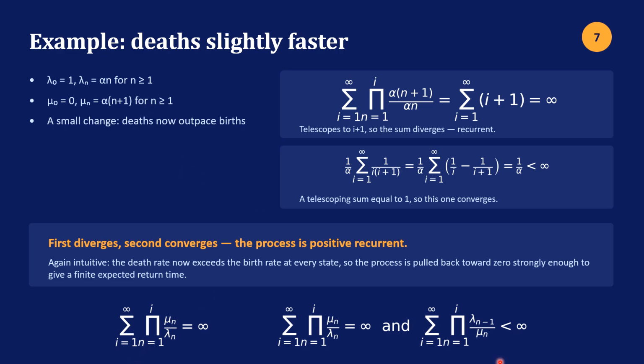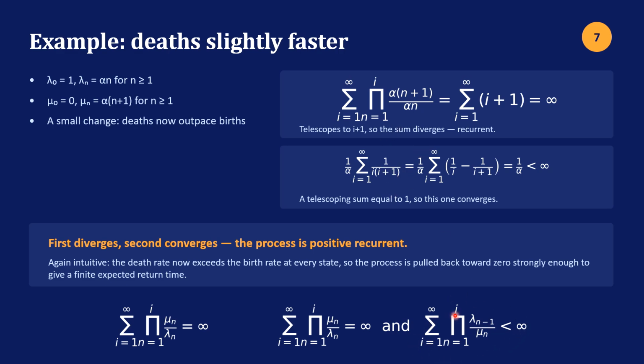I copied our formulas from a few slides back. This was for recurrent, this was for positive recurrent. So we do this computation first. You plug in these values, you multiply it out, you get a lot of cancellation, you just get I plus 1 here. And then when you sum from I equals 1 to infinity, of course, this blows up. So the process is recurrent. And then we want to do this here.